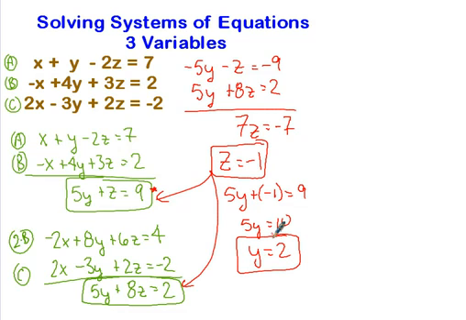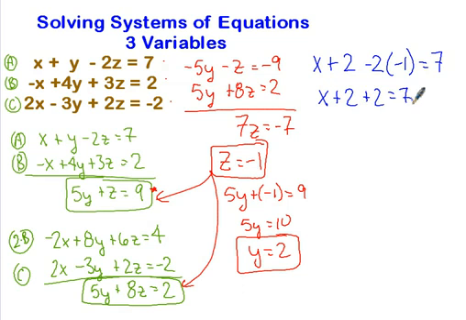Once we have those 2 values, just pick any one of these equations from the original part and plug those values in, and you can solve for x. I'm going to pick the first one because it has the lowest numbers. Alright, so I plugged y and z into the first equation. I have x plus 2 minus 2 times negative 1 equals 7, and now we have x plus 2, and a negative 2 times a negative 1 is a plus 2 equals 7, so I have x, I'm going to subtract 4, and 7 minus 4 is 3.